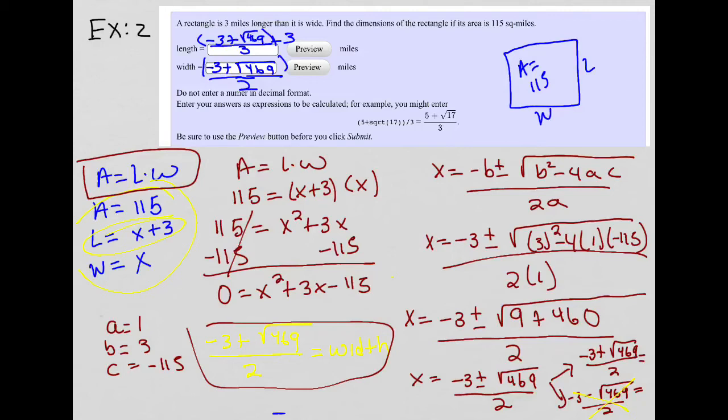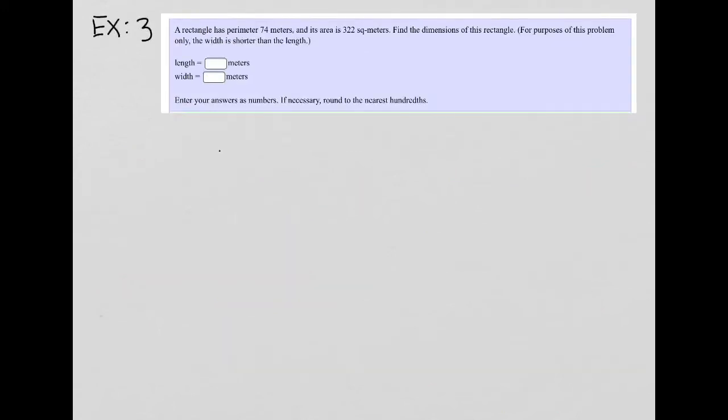So with this, again, you want to make sure you keep in mind that the negative answer you are not going to be using. Do not use the negative answer. Trying to go to the next page, but this is not working. I think I know why. Okay, there we go. The next example.